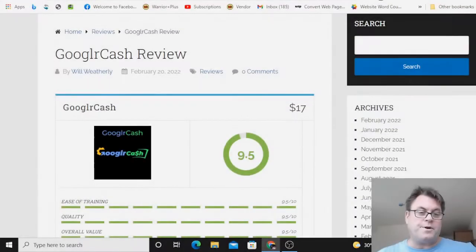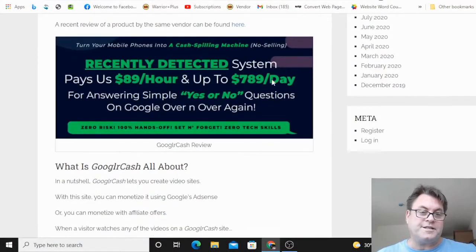So I'm on my review now of GooglrCash. We can see the headline: turn your mobile phones into a cash spilling machine. Recently detected system pays us $89 an hour and up to $789 per day for answering simple yes or no questions on Google over and over again. Zero risk, 100% hands off, set and forget, zero tech skills.